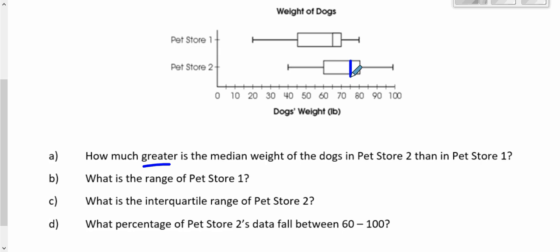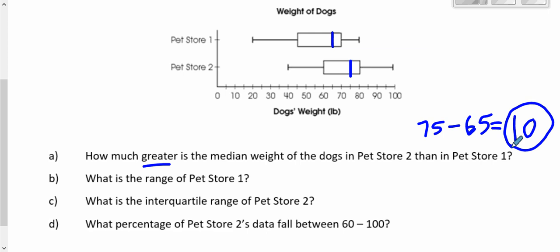Okay, so I have 75. I'm going to do it up here. Minus, and it says how much greater, so I'm going to subtract the median of pet store 1, which is at 65. So 75 minus 65 is 10, so that would be my answer. The median is 10 pounds greater. Okay, so there we were looking at the median.